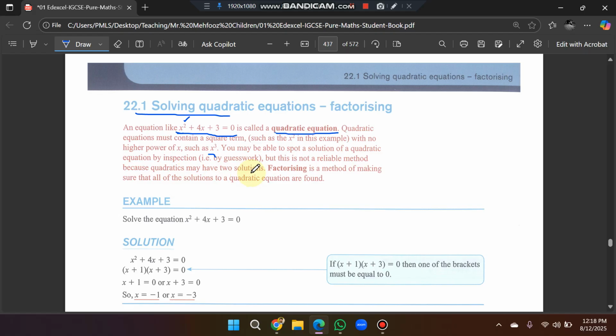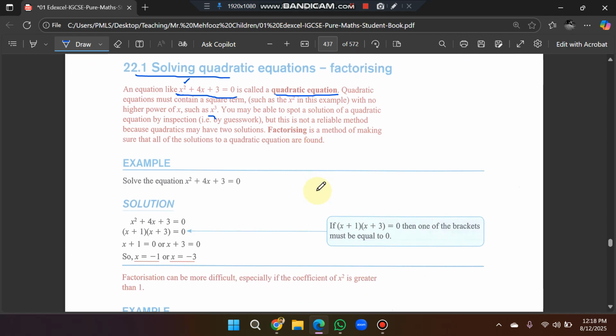So he is telling us that when we have a quadratic equation, we can find the solution by guesswork or by inspection, but this is not a reliable method. Factorizing is a method of making sure that all the solutions of the quadratic equation are found. Because we have two solutions, we have to use a specific method to find the solutions, not guesswork.